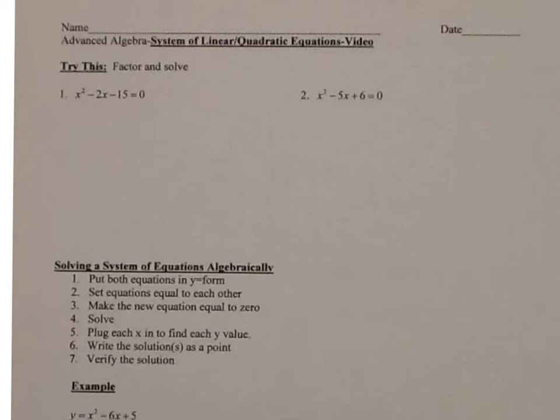Okay, so for number 1, remember when we do master product, we're going to multiply the first times the last. So x squared times negative 15 is negative 15x squared. Now we say to ourselves, what multiplies to negative 15 and adds to negative 2? That would be 5x and 3x. When you multiply 5 times 3, it has to give us negative 15, which means they have to be different signs. But when we add, it has to give us negative 2. So it's going to be negative 5 and positive 3. Bring down the end, minus 15.